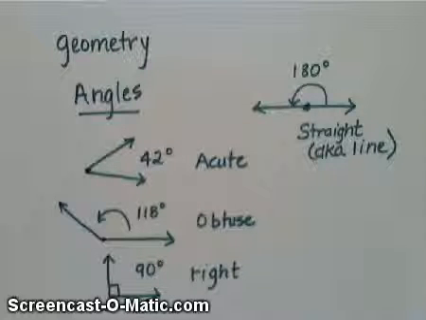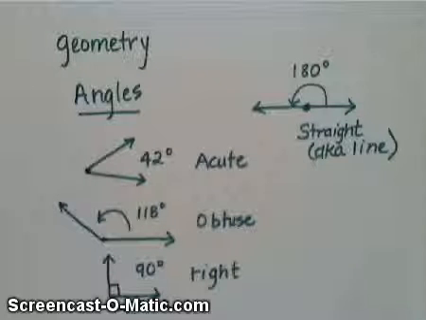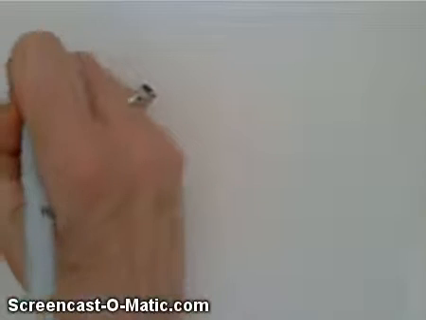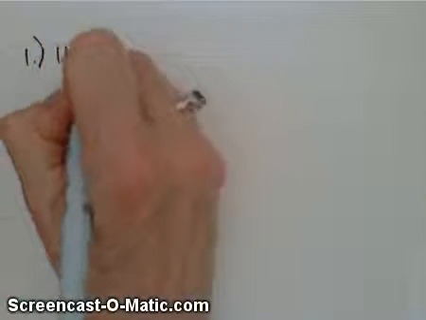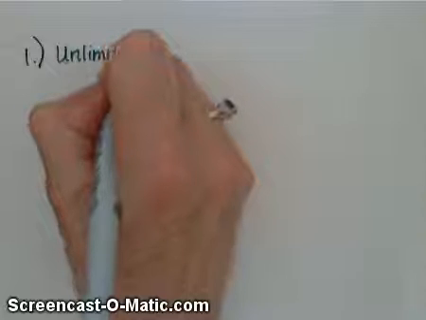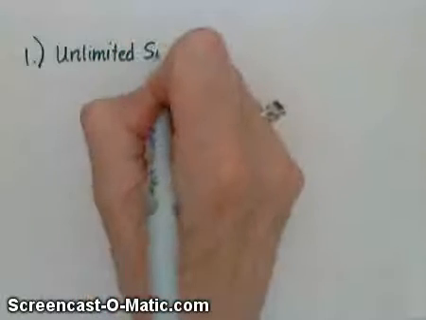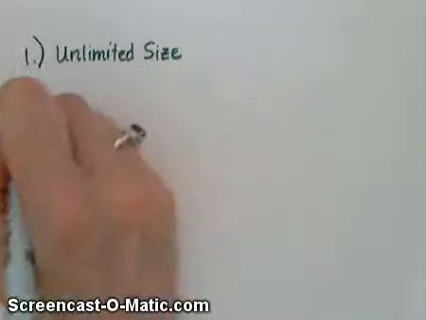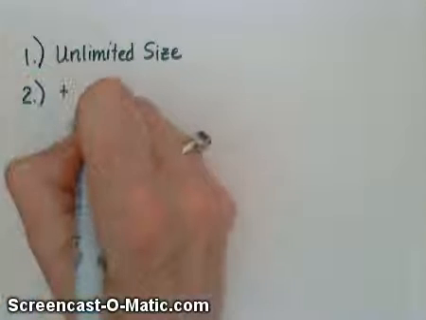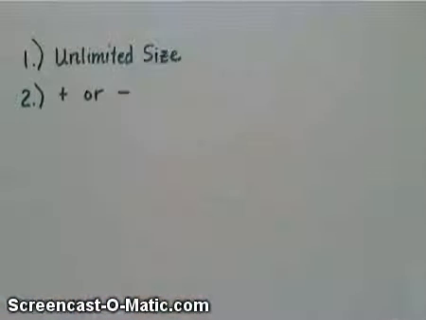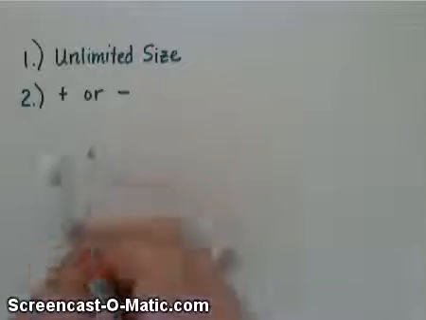Now what we want to do is move beyond this. We want to think about angles in a different way as we move into trig. And so I'm going to try to quickly tell you about that difference. The two main differences as we move into trig are, number one, angles can have unlimited size, and two, angles can be positive or negative. And both of these are possible because of a change in definition.